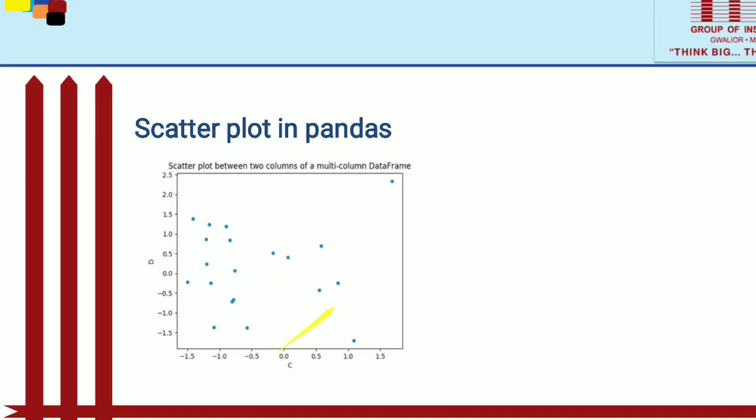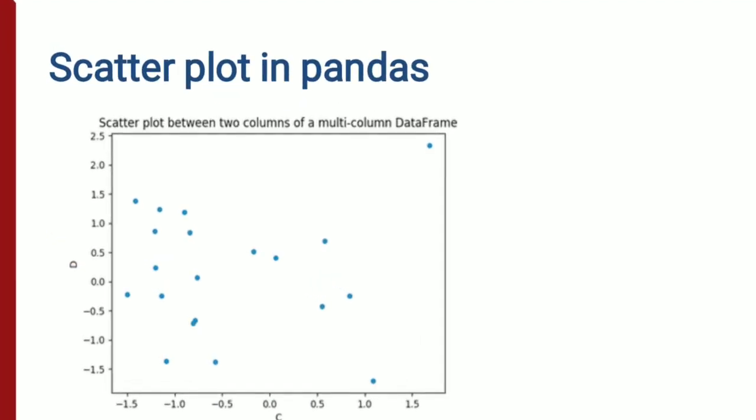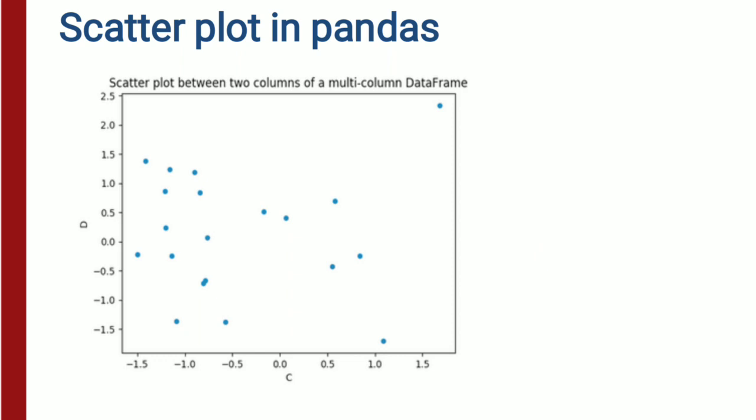Okay, so similarly we are getting the visualization of this C and D columns. So the scatter plot is used to visualize the different columns that are available in our data set. Okay. Now, actually here you can see that we are getting the different dots. We are getting the blue dots.